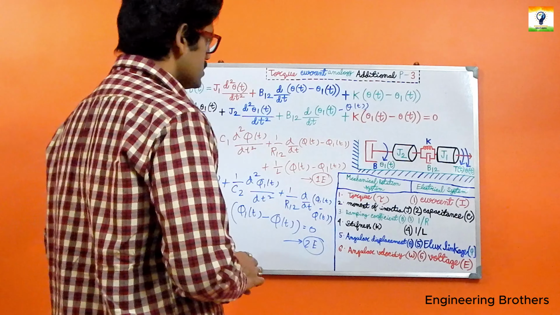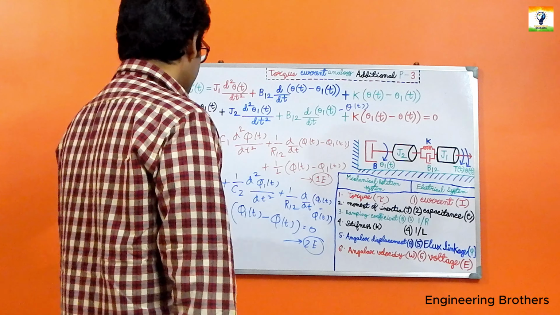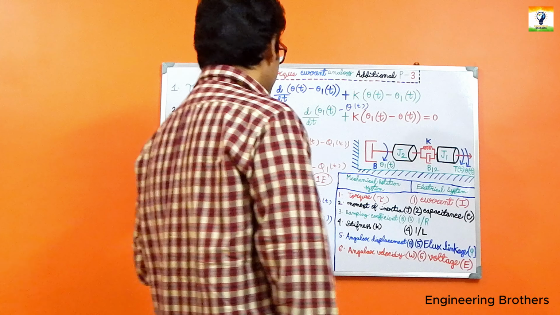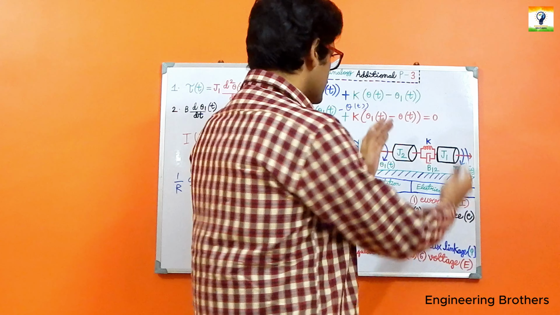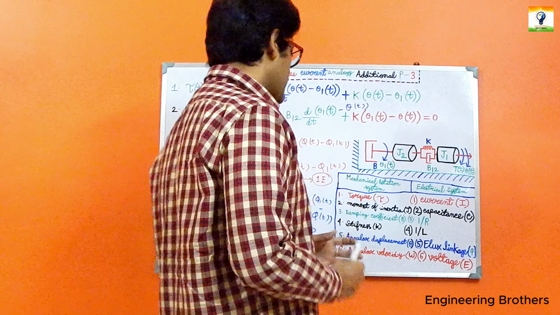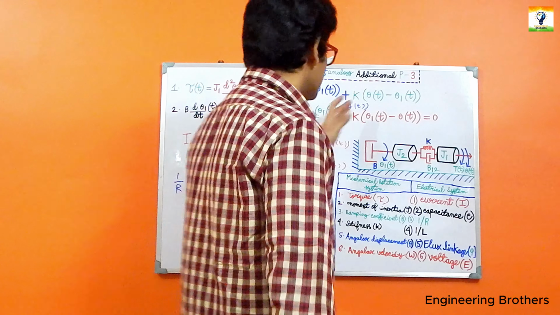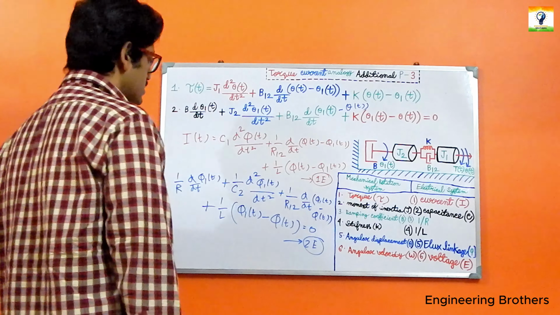And in our next equation we do have the B d theta 1 by dt plus our J2 d2 theta 1t divided by dt2 plus B12, which is the common factor in between our two angular displacement parts over here. Because of that, d dt of theta 1t minus theta t plus our K times theta 1t minus theta t, which is equal to 0.